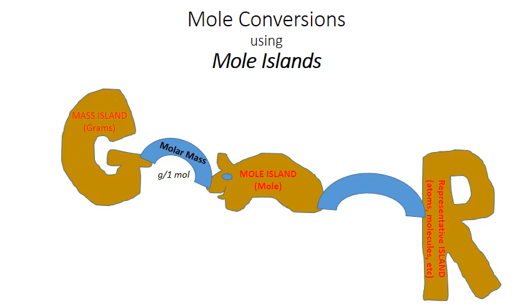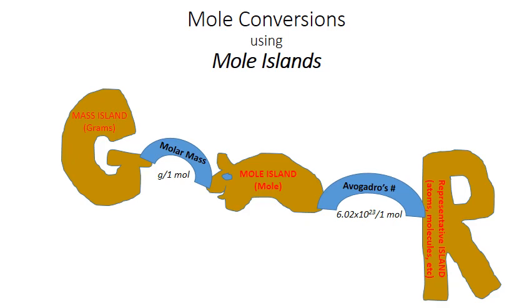And then if we want to go from the mole island to the representative island, you're going to have to use Avogadro's number. Remember, anytime you have 1 mole of something, there are 6.02 times 10 to the 23rd representative particles. If you have a mole of atoms, you have 6.02 times 10 to the 23rd. If you have a mole of molecules, it's 6.02 times 10 to the 23rd. So you have to use your little bridges in order to go from one island to the next.